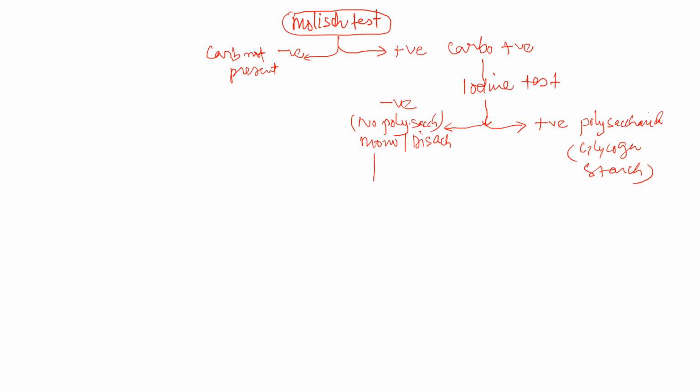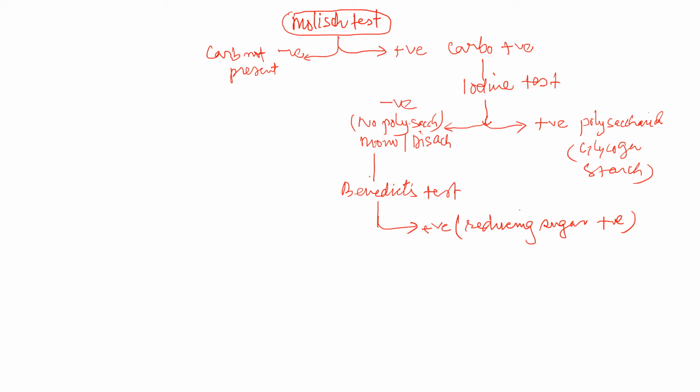The next test is Benedict's test. Benedict's test is done to see the presence of reducing sugar. If Benedict's test is positive, what does it mean? Reducing sugar is present.